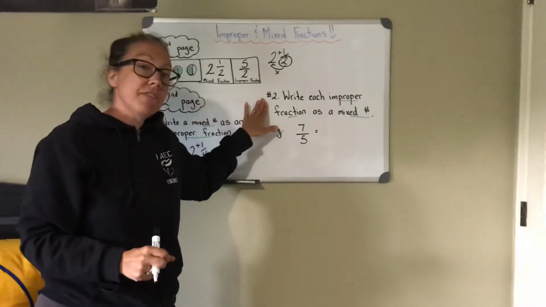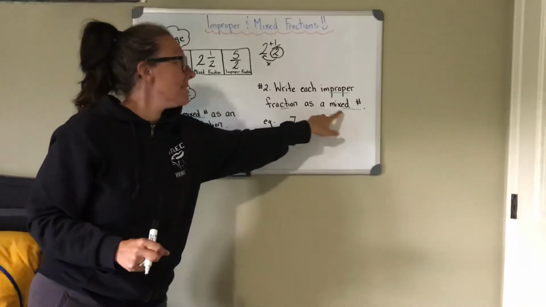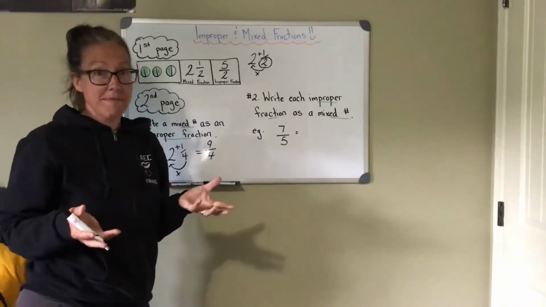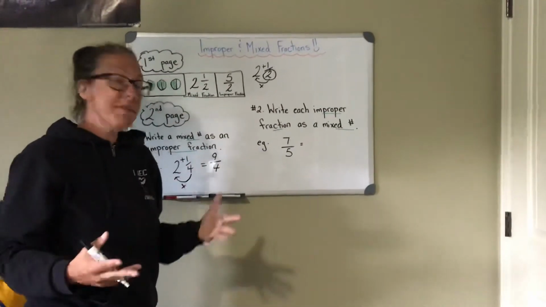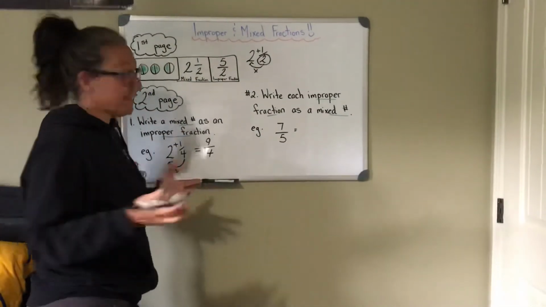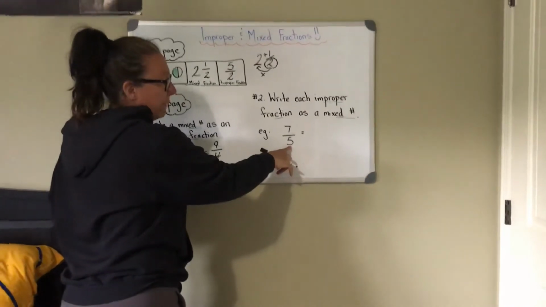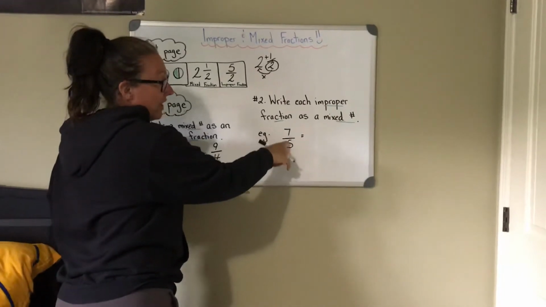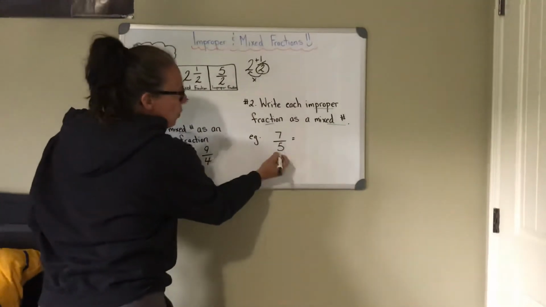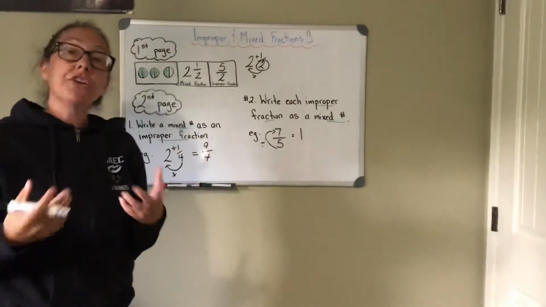The second part of the second page asks you to write each improper fraction as a mixed number. So they've given you an improper fraction, and now they want you to put it as a mixed number. How many wholes would there be in this fraction? So what you have to do is you have to use your division skills or your multiplication skills. How many times, or what do you have to multiply 5 by to get 7? You cannot evenly put it into 7. So 5 will only go into 7 one time, okay? And you're going to have a remainder.